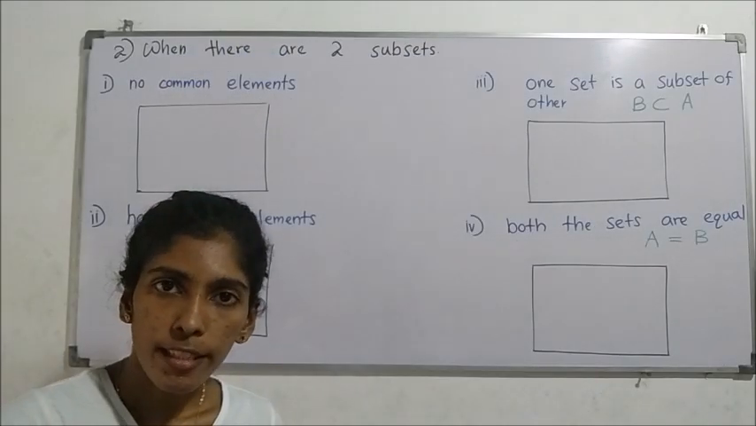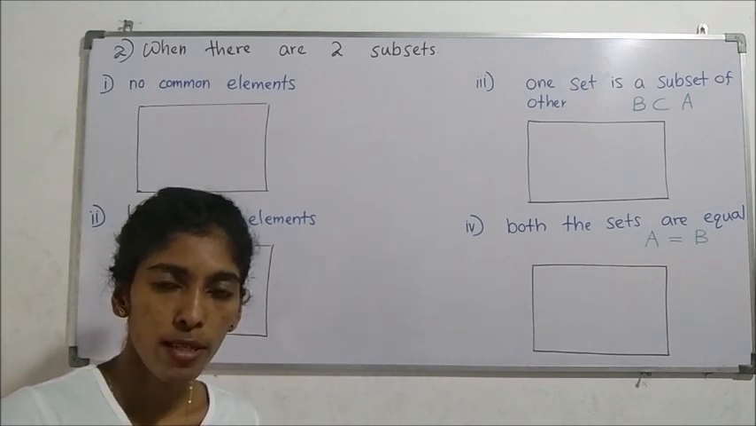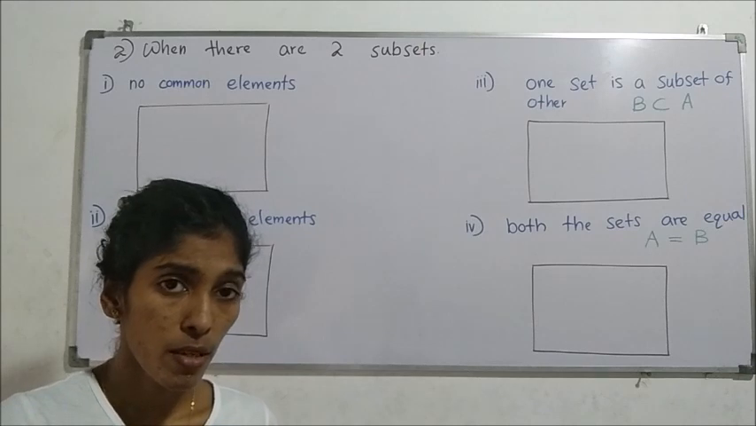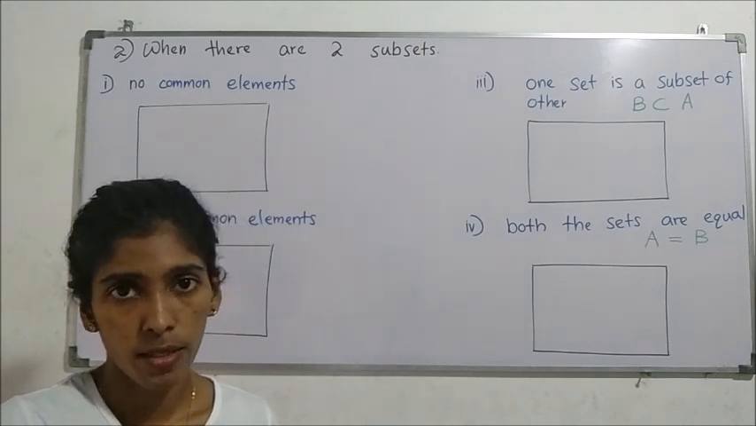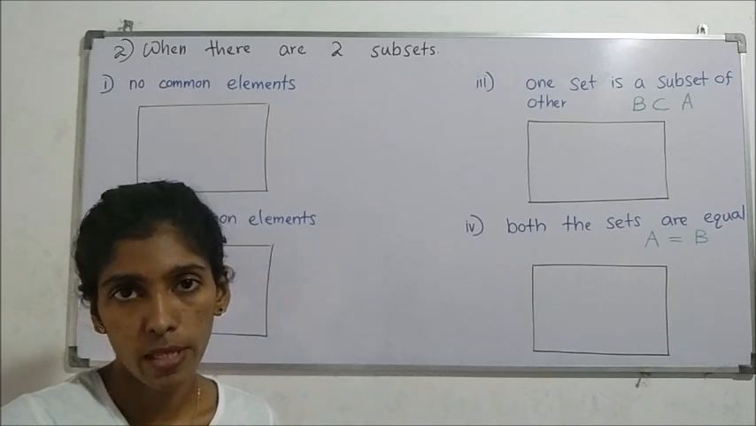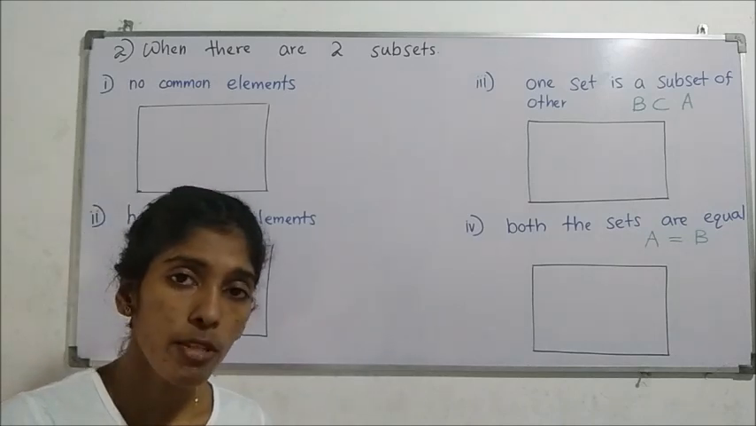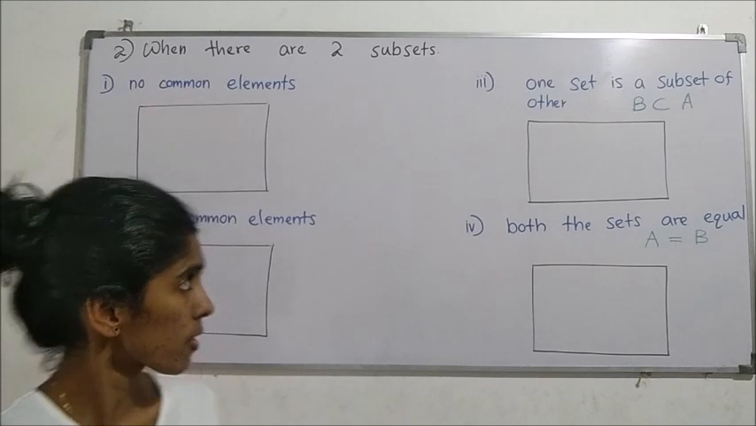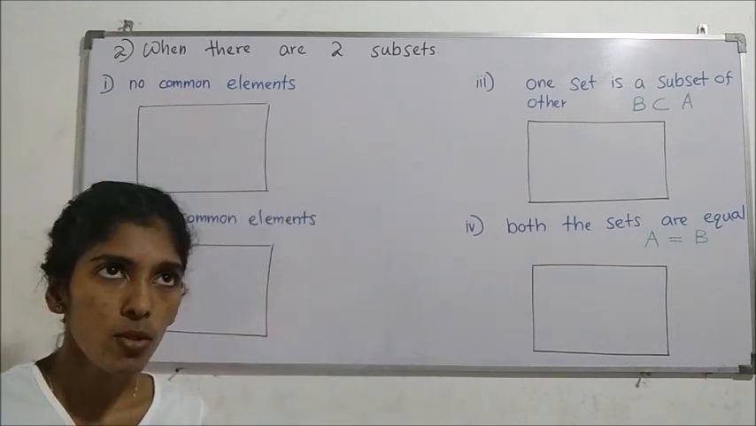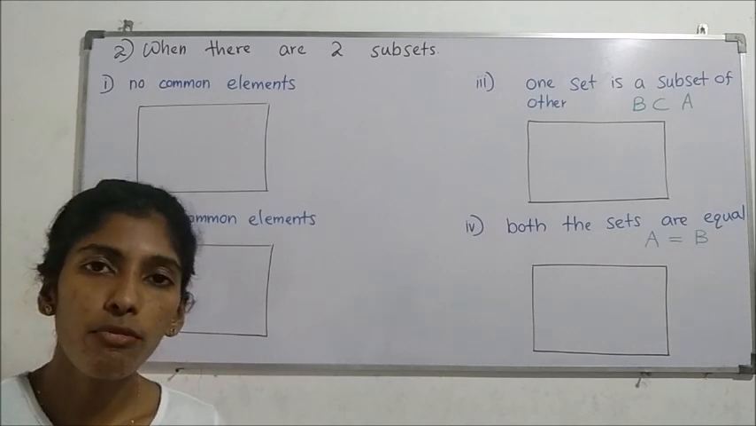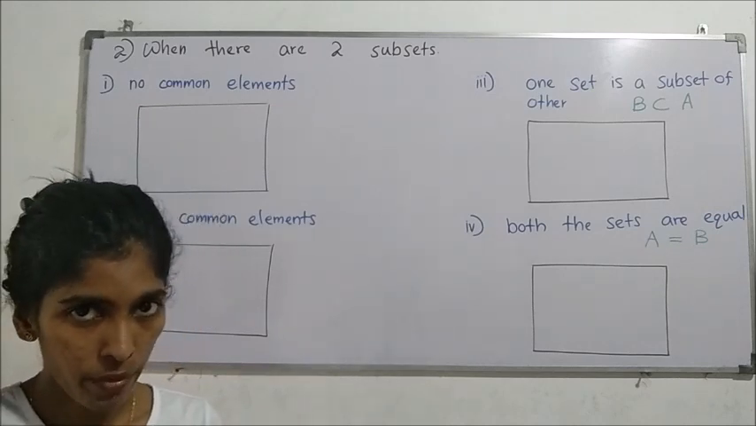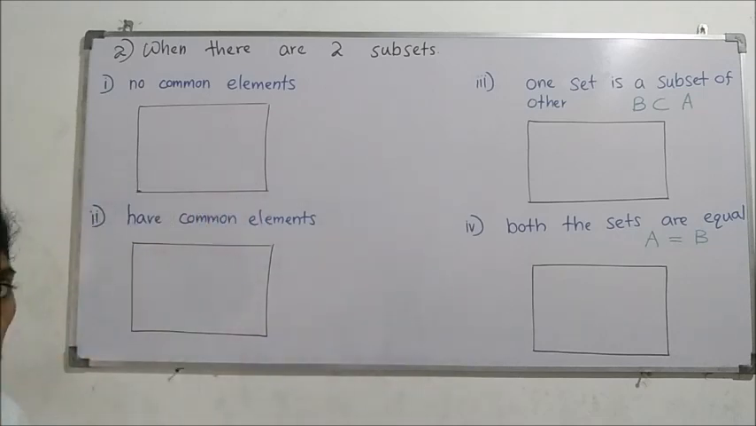Okay children, earlier we learned how to represent one subset in a Venn diagram, that means including the universal set. Now we will learn how to include two subsets when there are two subsets in the universal set. Right, there are 4 situations that you need to remember. These two subsets can be there in different ways, according to the elements that they have. Okay, this is the first situation.